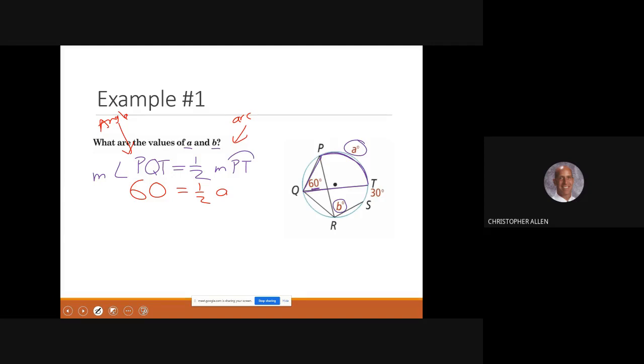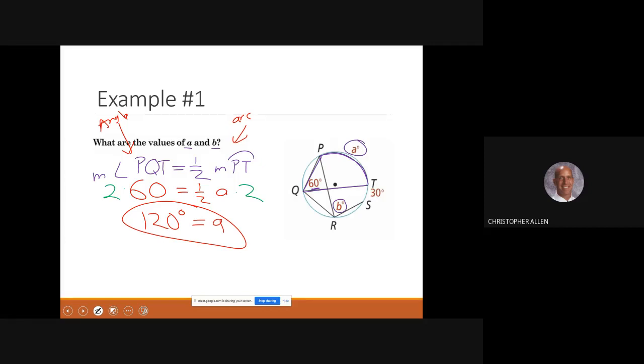Guys, how do you get rid of times 1/2? Multiply by 2. So what we're going to do is we're going to multiply both sides by 2. We're going to multiply this side by 2, this side by 2, and I'm going to get a final answer of 120. That's what A is. A is 120 because half of 120 is 60. You see how that worked?